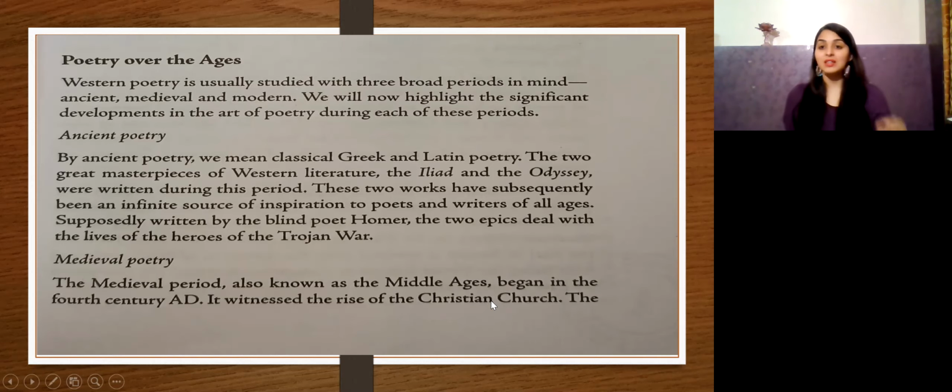So you can imagine a blind poet who could not see has written these two masterpieces that are, up to date, famous and inspired by many other poets. The name of the blind poet was Homer, and these are his two epics.